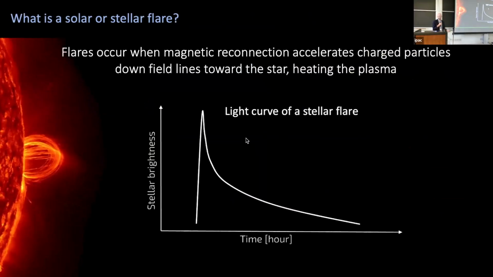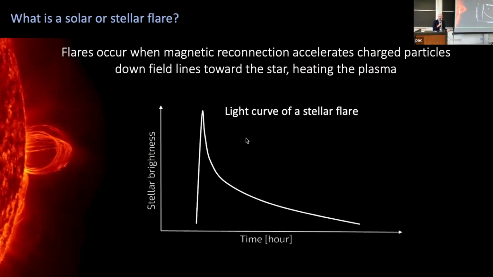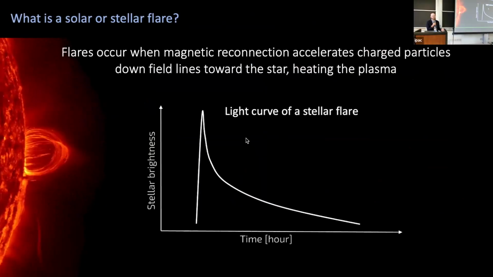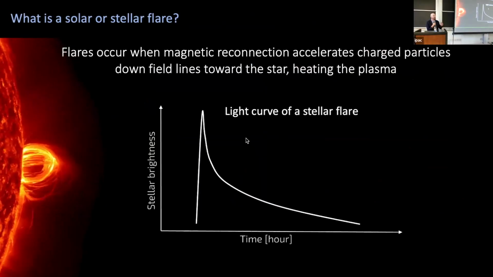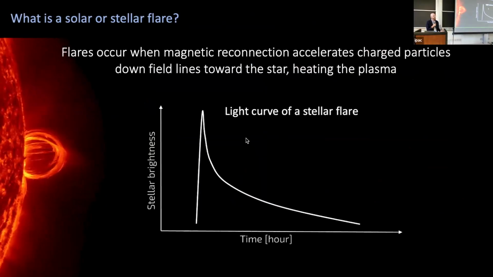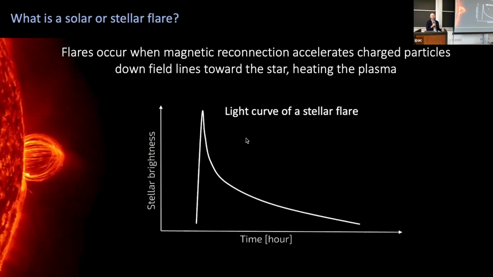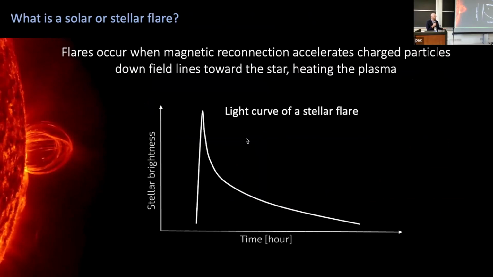So before I continue, I should answer, what is a solar or stellar flare? Flares occur when magnetic reconnection events in the stellar atmosphere accelerate charged particles down magnetic field lines towards the surface of the star where they heat the plasma. And this results in a light curve profile with a fast rise exponential decay, such as that shown here.